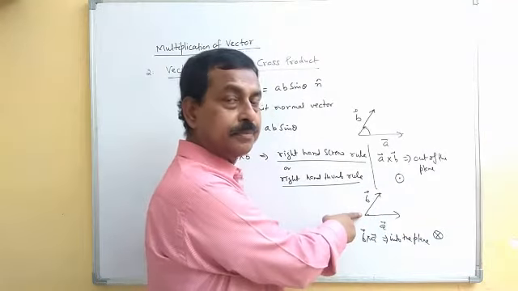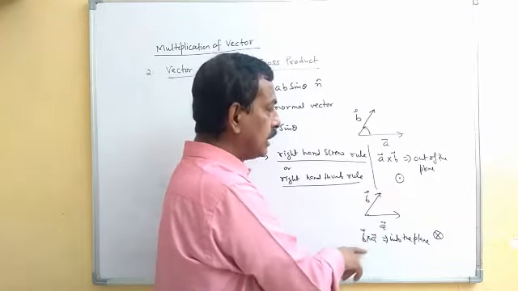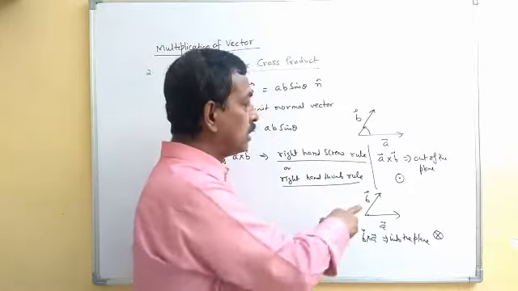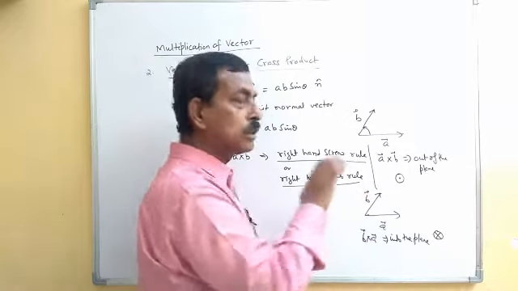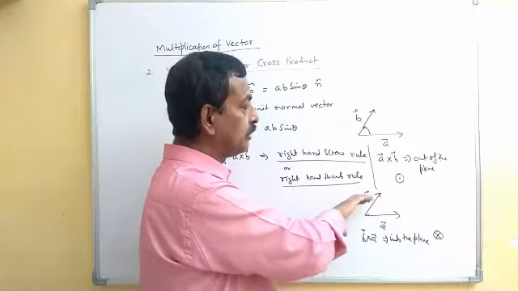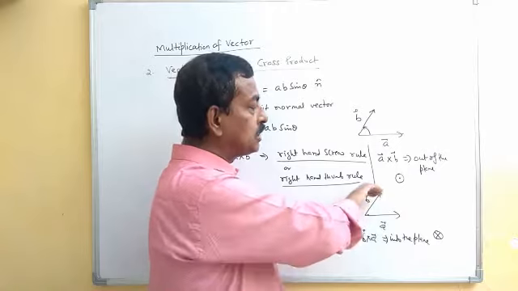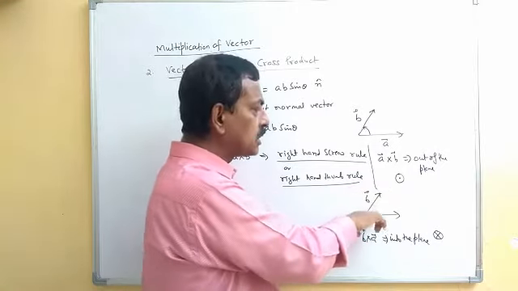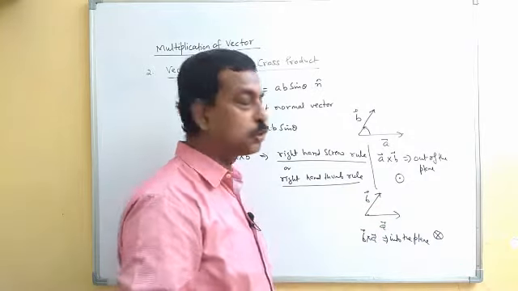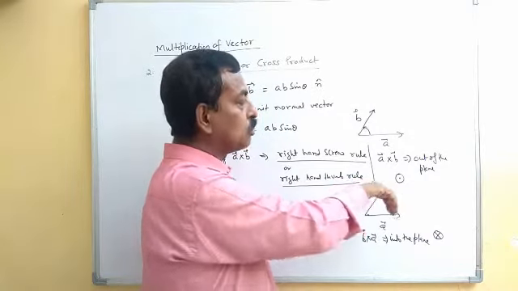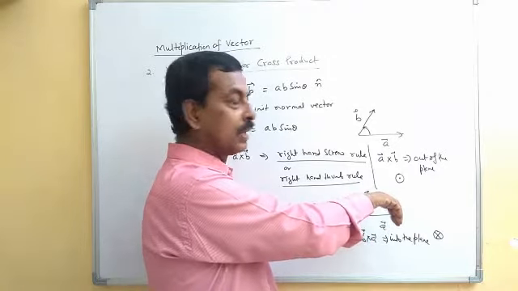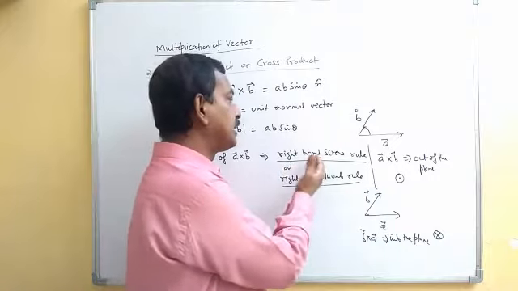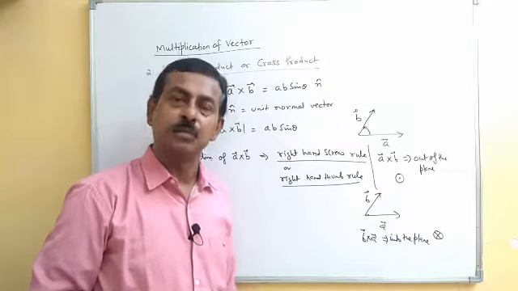If it is B cross A, and here if I have to take B cross A, so we'll put the curled fingers of right hand in such a way that it is from B to A. That means it will be in the clockwise direction there, because this will give you the smaller angle between the two. So we'll put our hand like this. Now the thumb is directed into the plane. So this is how you can apply right-hand screw rule or right-hand thumb rule.